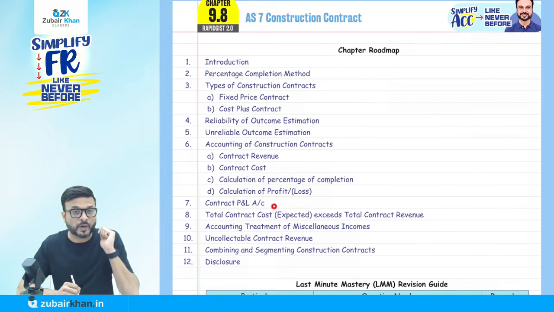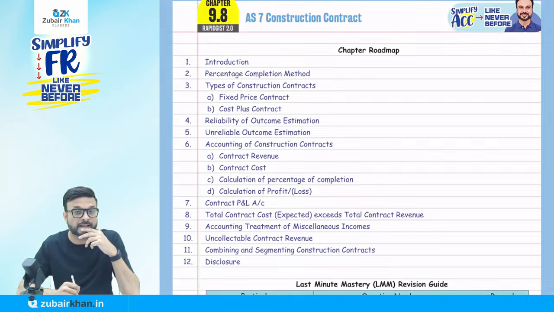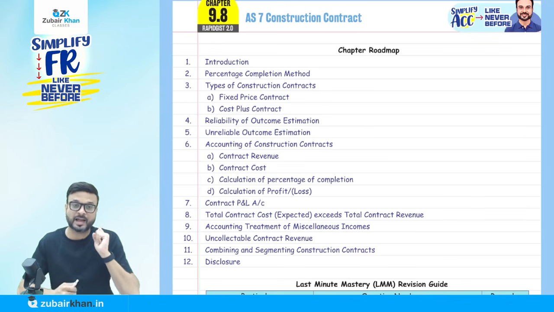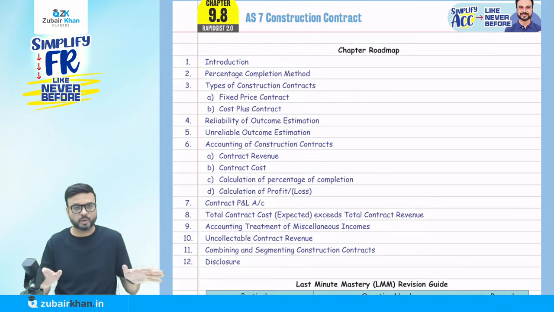Then how to prepare the contract profit and loss account, then if the total contract cost is expected to exceed the total contract revenue, what should be the accounting treatment in that case, accounting treatment of miscellaneous income, then uncollectible contract revenue, combining and segmenting construction contracts, and disclosures. There are so many things, but don't worry, it is very simple.